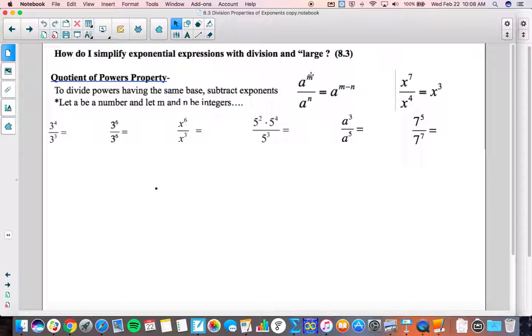And it has to be the top exponent minus the bottom exponent. So it has to be m minus n in this case. And here in this example, it has to be 7 minus 4 in that order. 7 minus 4 is positive 3.